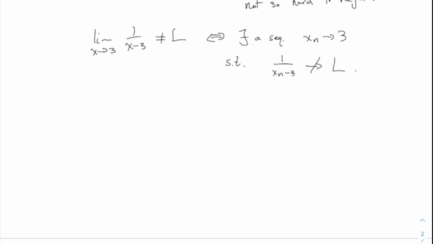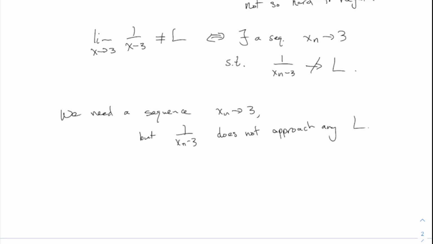I would like to think of a sequence. We need a sequence xn which approaches 3, but 1 over xn minus 3 does not approach anything, right? Really, I'm trying to show that there is no limit at all. We don't even know what the L is, but this does not approach any limit L. Any ideas? All it takes is you just have to think of an example, which is a lot easier than trying to write some kind of complicated proof.